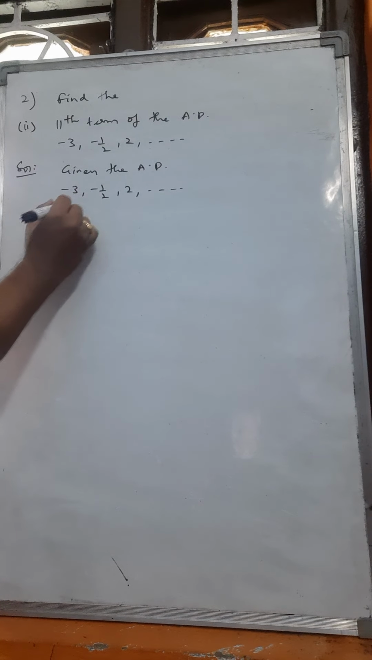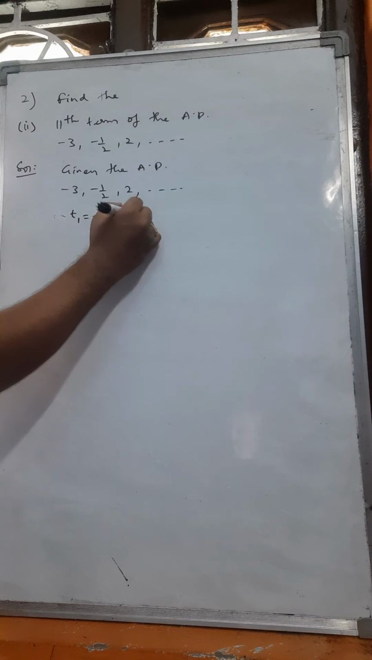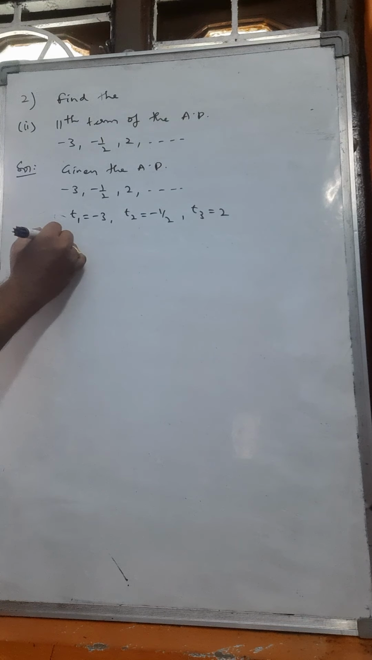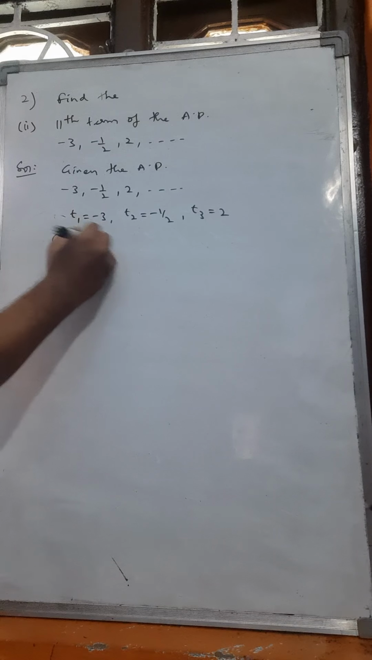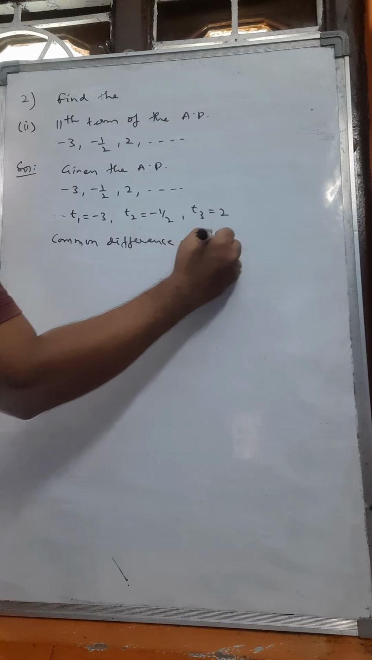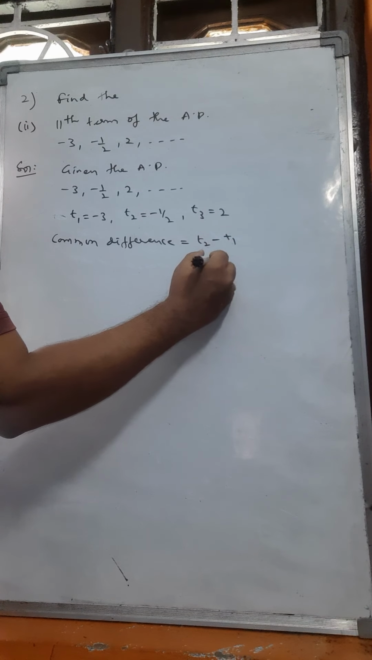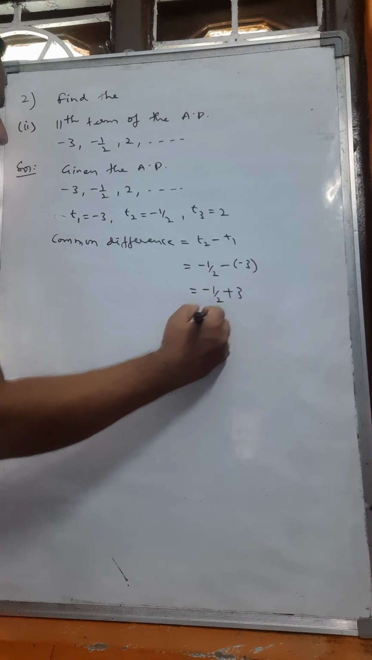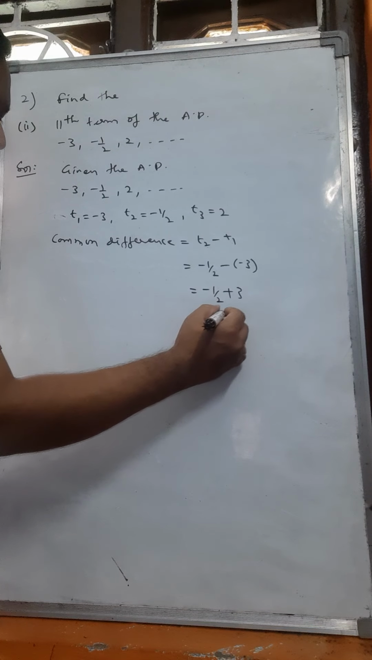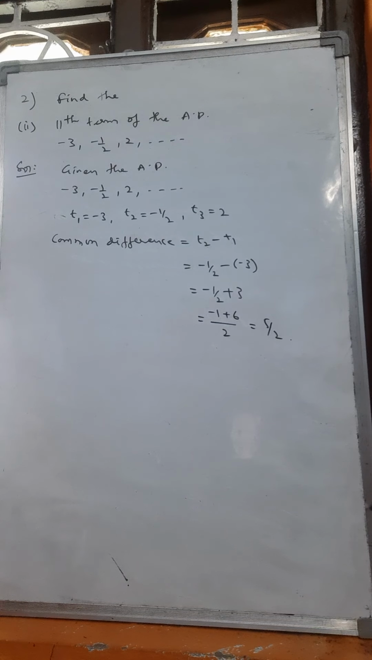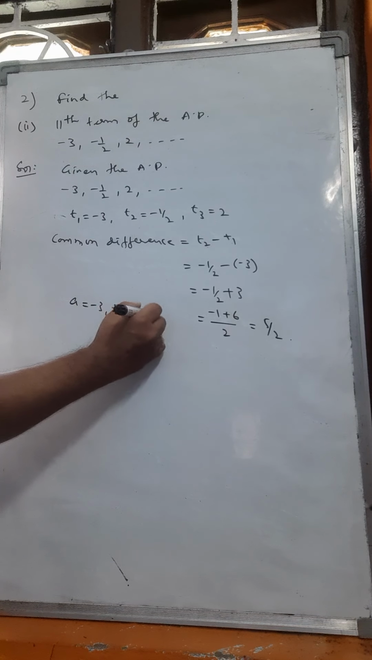So here T1 is equal to minus 3, T2 is equal to minus 1 by 2, T3 is equal to 2. So the common difference is T2 minus T1. So minus 1 by 2 minus of minus 3, minus 1 by 2 plus 3, LCM is 2, you will get minus 1 plus 6, that is 5 by 2. So A is equal to minus 3, D is equal to 5 by 2.